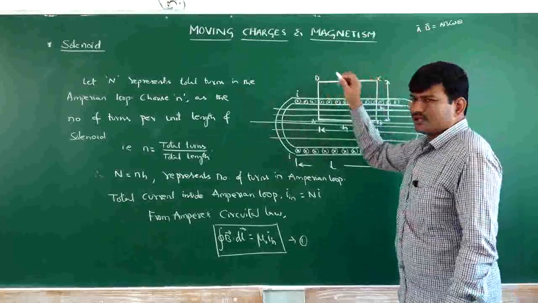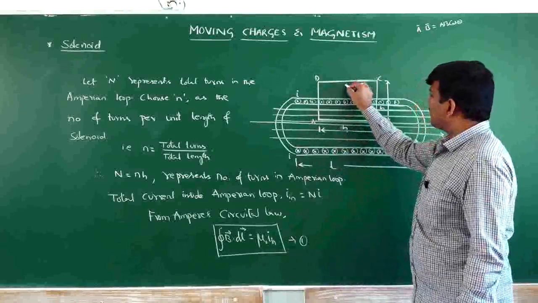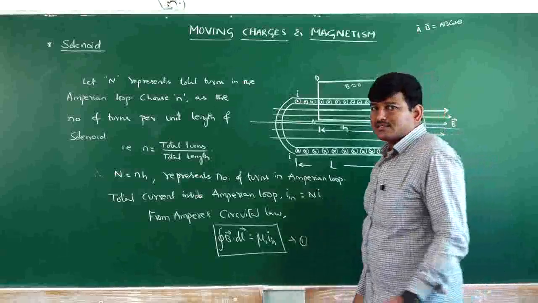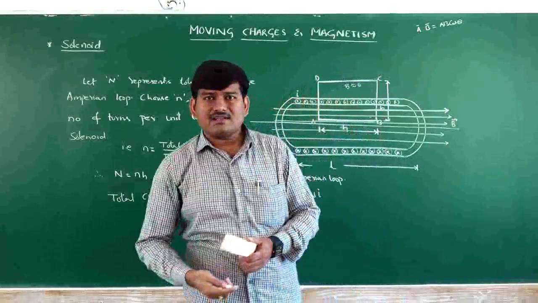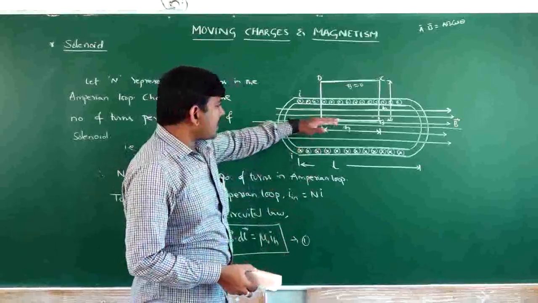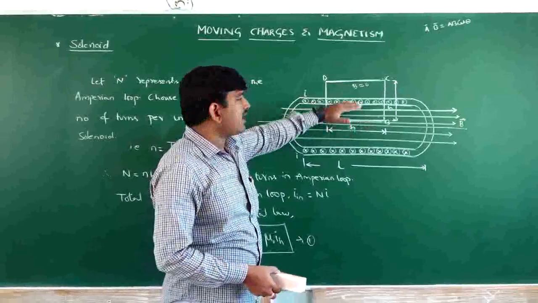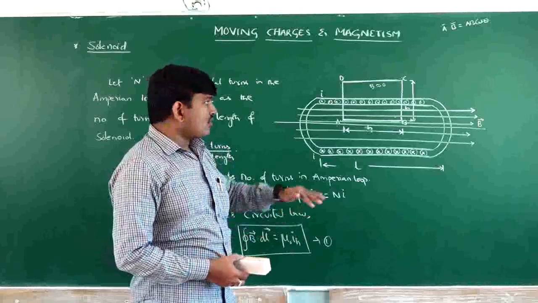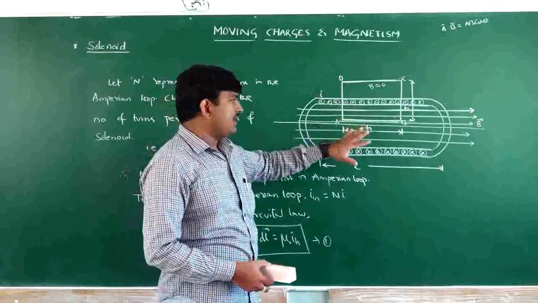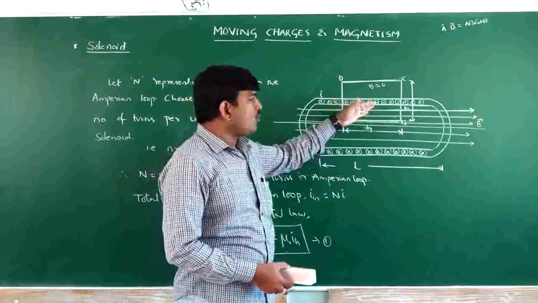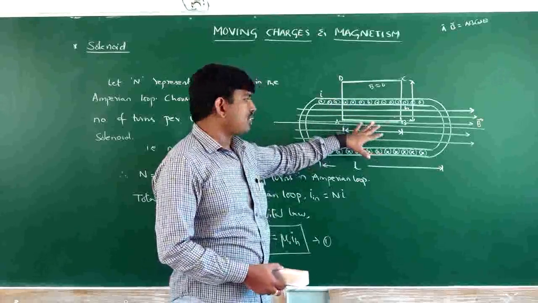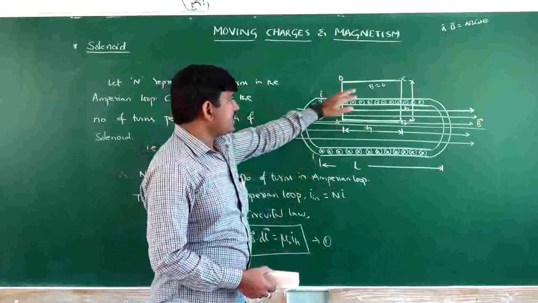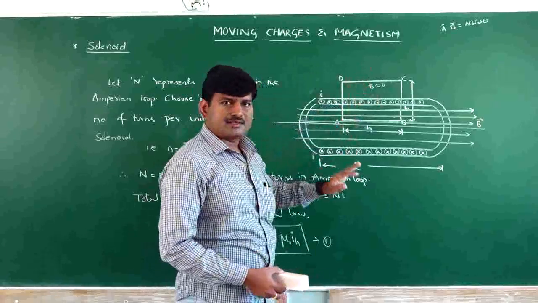Over CD, what is its value? Over CD, the magnetic field is almost 0. It is taken almost 0, not exactly 0. When you compare with the magnetic field well inside the solenoid, the magnetic field outside the solenoid is negligible. It is not 0, but it is negligible. I will discuss later why it is negligible and how the magnetic field inside the solenoid will be uniform. So, first I am considering that the magnetic field outside the solenoid is 0.